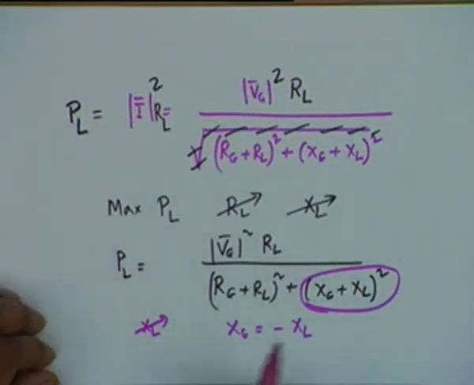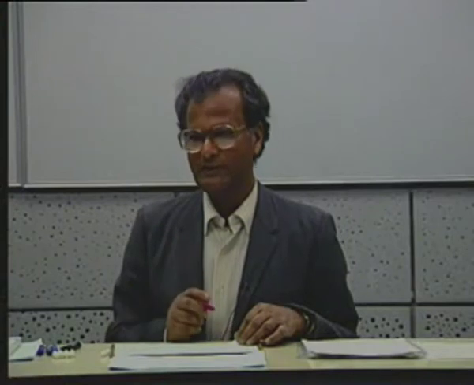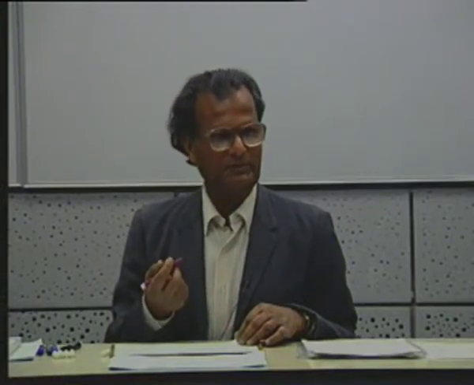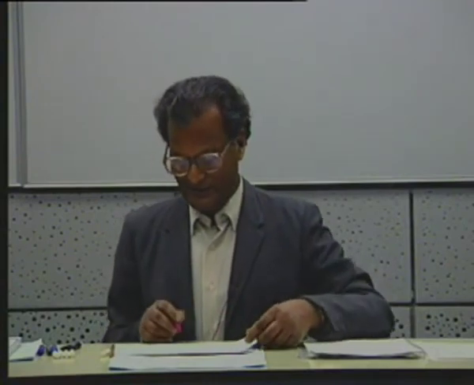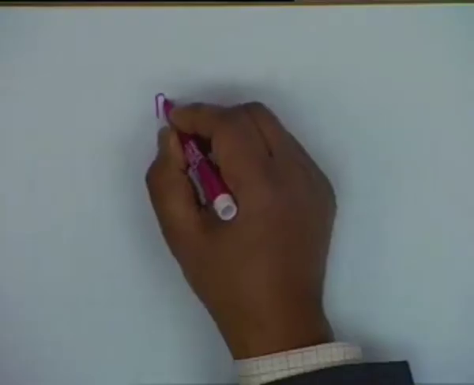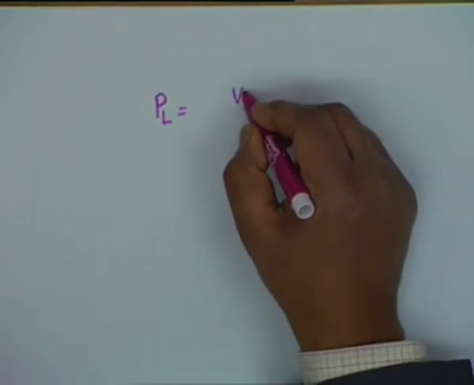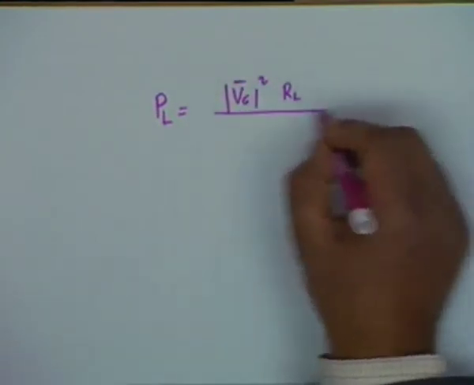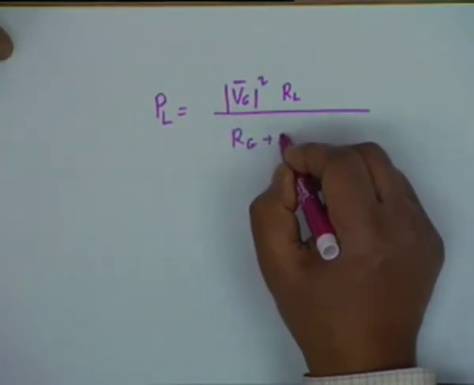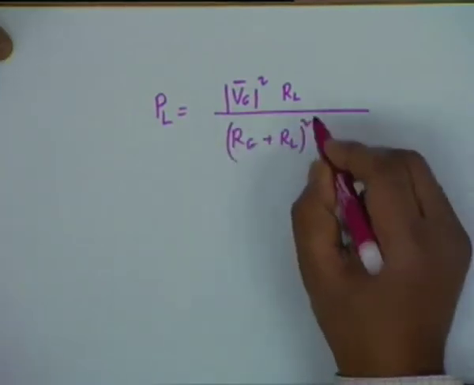Under this condition we have not got the maximum power but a suboptimum, because we have attacked only one variable. We have attacked with only one weapon, whereas we have two in our hand. One weapon has given us the intermediate expression, which is Vg squared RL divided by (Rg plus RL) whole squared.